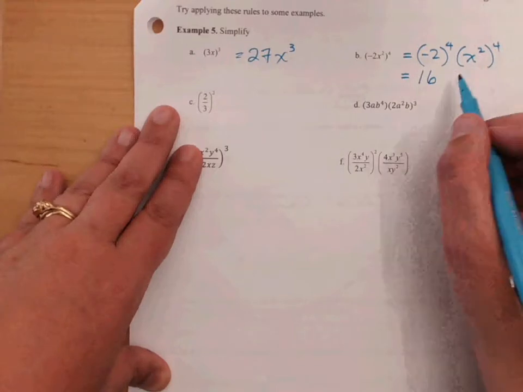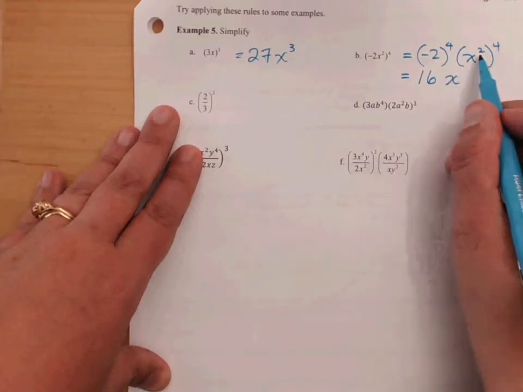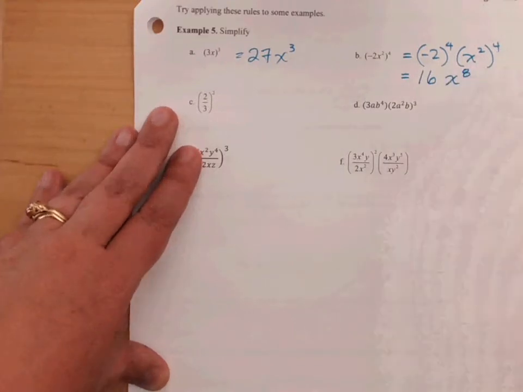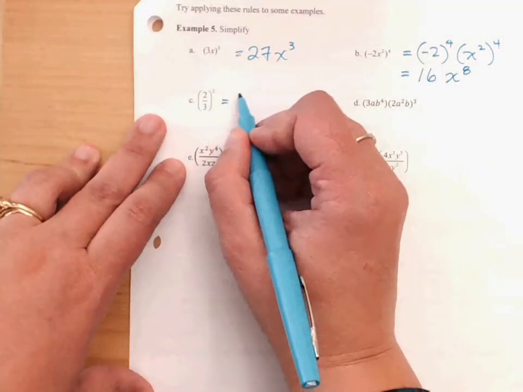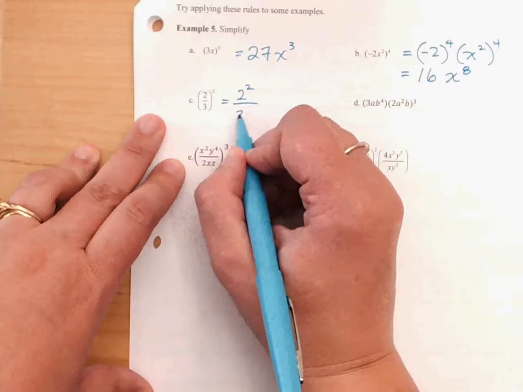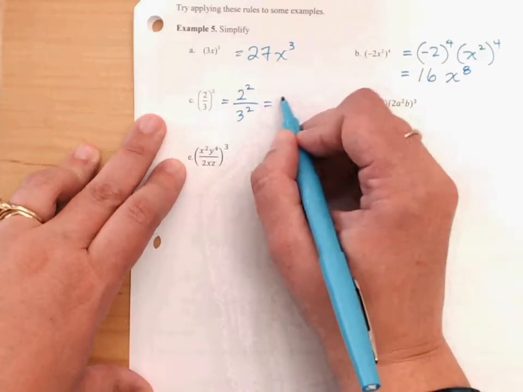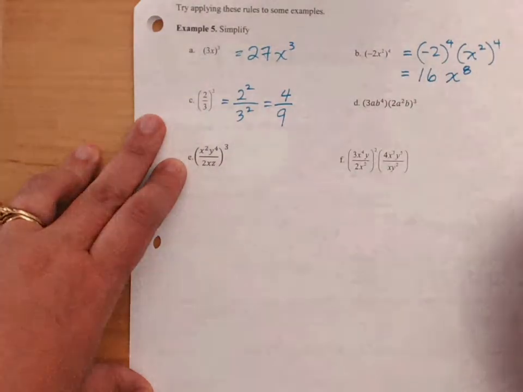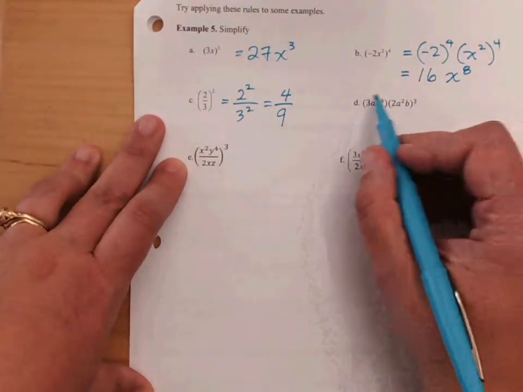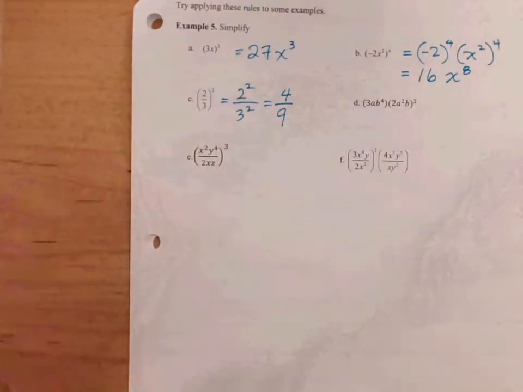And then what about this one? It's going to be x to the 8th power. Good. X to the 8th power. Good. All right, what about this one? 2 squared over 3 squared is 4 over 9. Excellent. Okay, there's a lot going on here. What should we do first? Can we just go ahead and multiply them, or do we need to do something first?